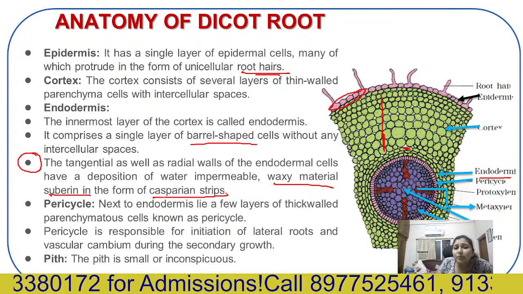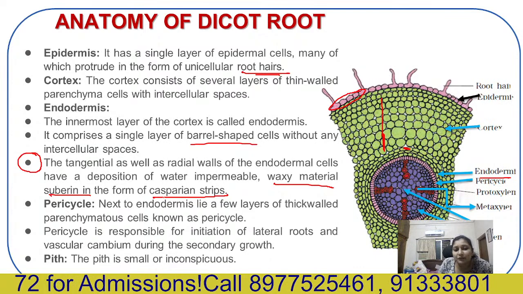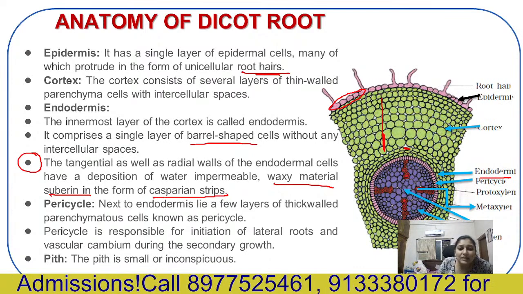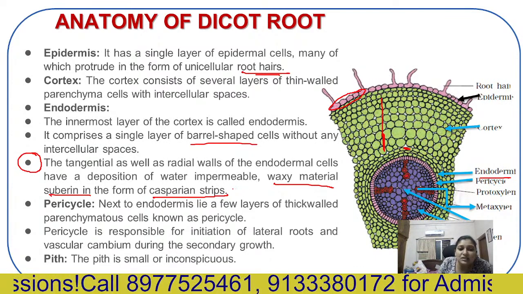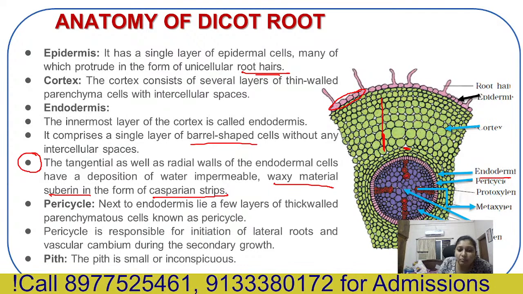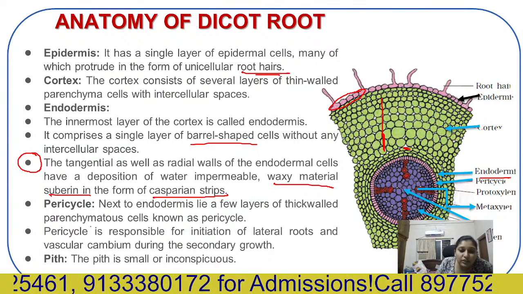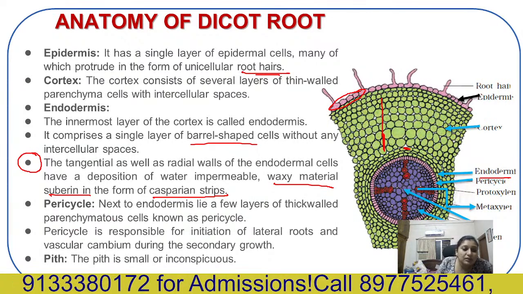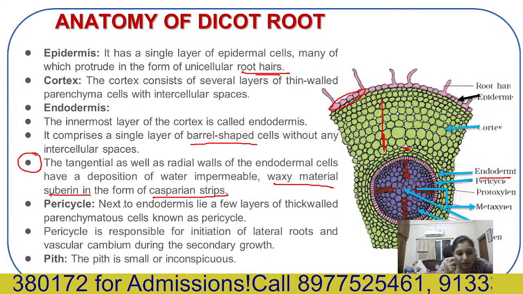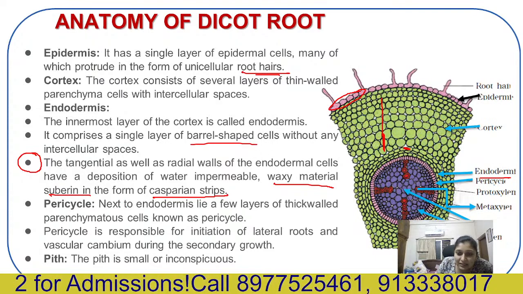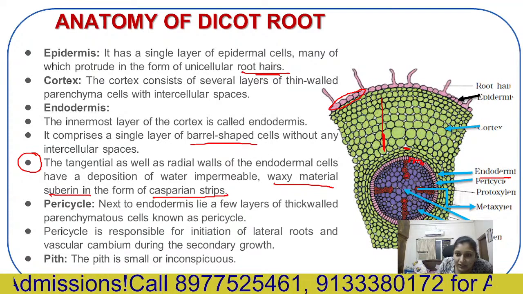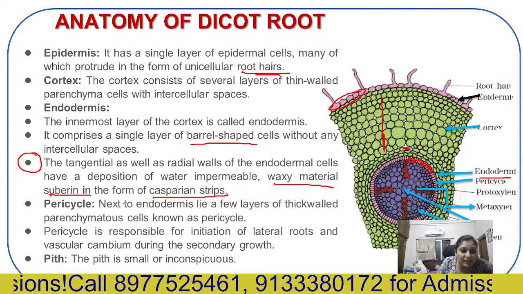Then the apoplast, we'll discuss in plant physiology, can travel only up to this layer. Now it is a water-impermeable layer, so water cannot move further. It cannot be transported further. Then the pericycle layer, this spring-like layer, you can see the spring-like layer, that is the pericycle layer.